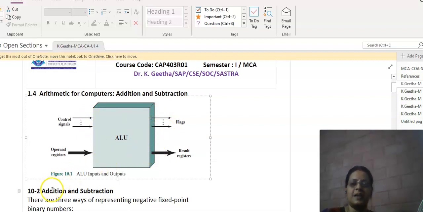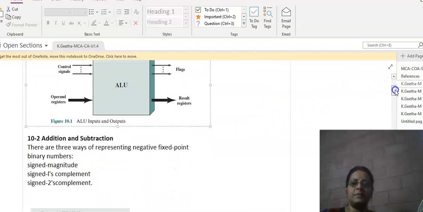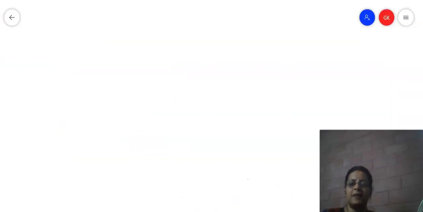Now we will see how this unit performs addition and subtraction. Before seeing the addition operation, we have to be very clear with how the data is represented. Of course, we have discussed this data representation in detail in the second topic. As a quick recap, there are three types of representation. One is called signed magnitude representation.